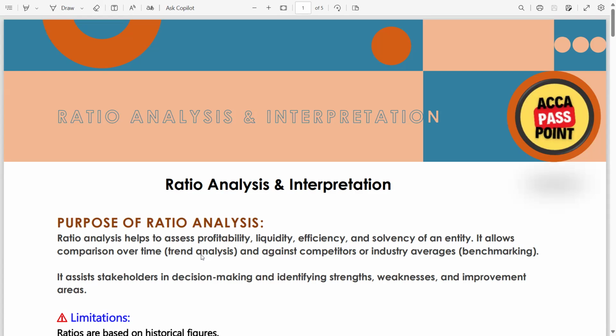This is how you have to draft your interpretation. We will solve a few questions so that you guys have better clarity and understanding of ratio analysis and interpretation.